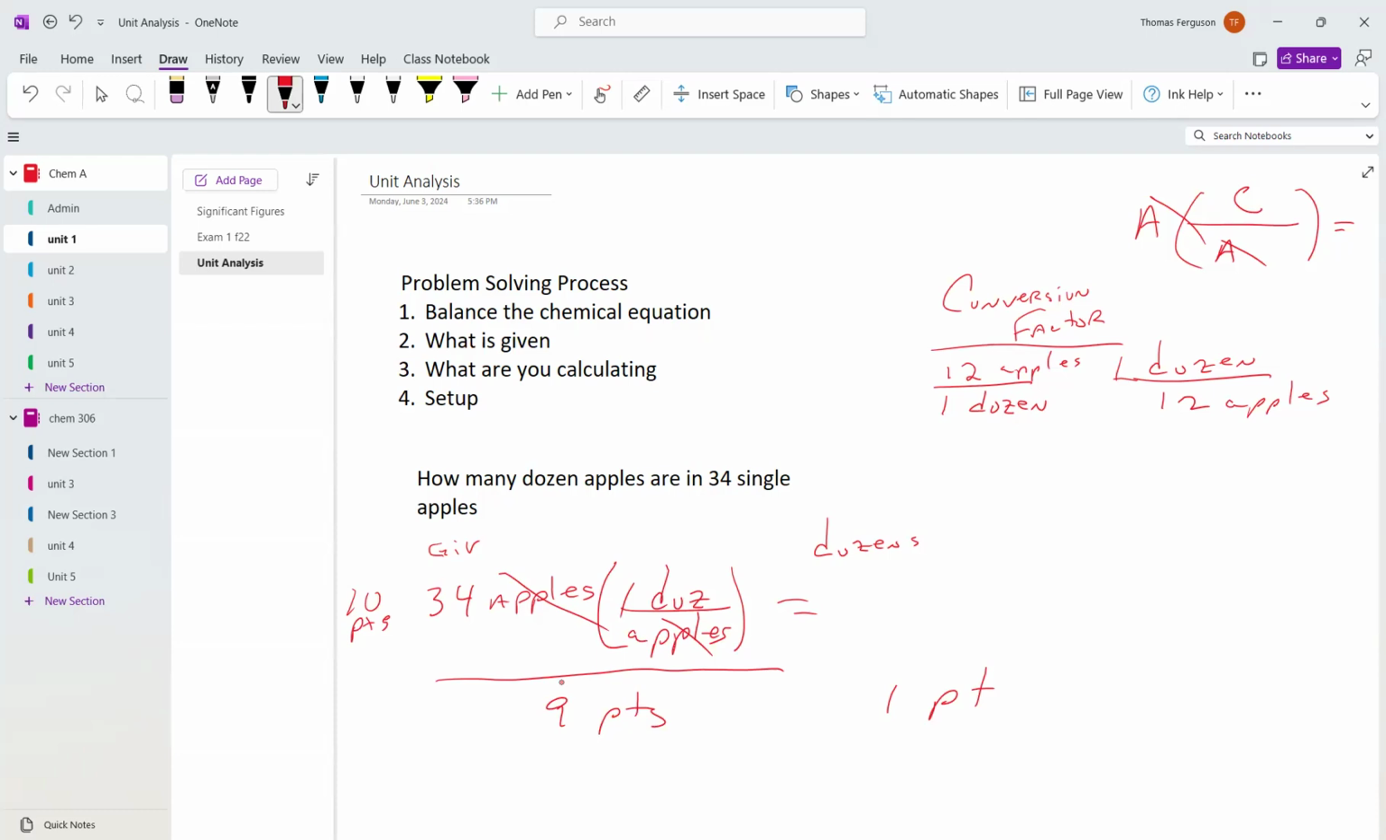Okay, this is what my calculator gives me. Okay, so what do we have here? Now there's something about sig figs I haven't talked about yet. I'm going to get into it in seconds. How many sig figs is 34?